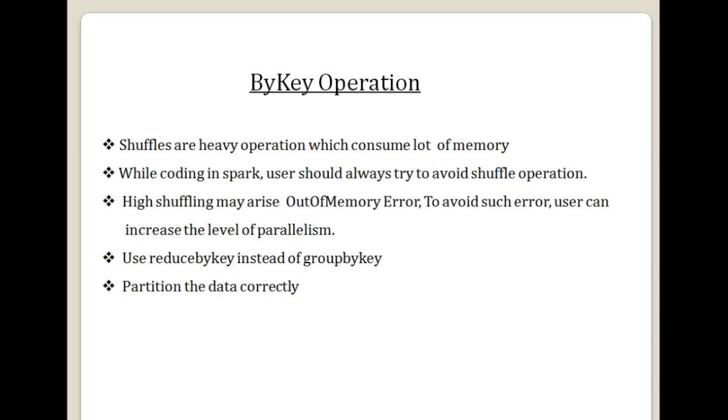There are a few concepts to keep in mind while coding your program. Here is one I have written: instead of groupByKey, a user should go for reduceByKey, because groupByKey creates a lot of shuffling which hampers the performance, while reduceByKey does not shuffle the data as much as groupByKey. That's why reduceByKey is faster as compared to groupByKey. And whenever we go for any ByKey operation, the user should partition the data correctly.